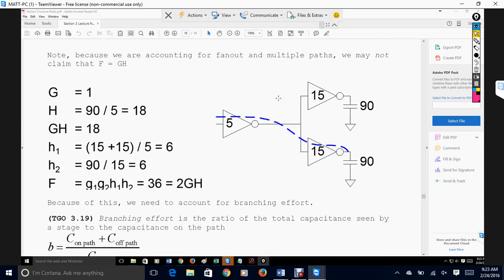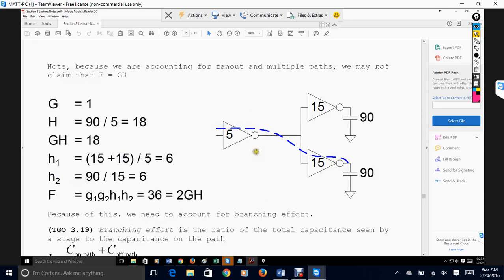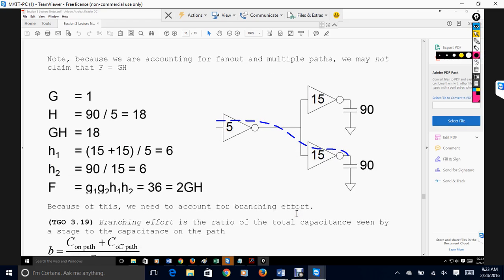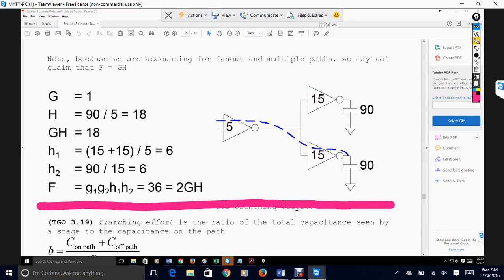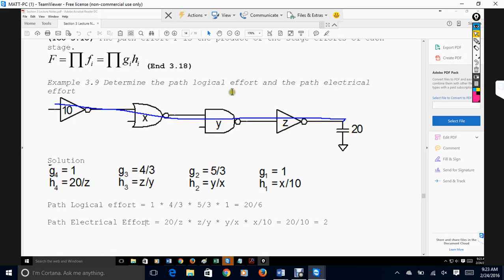Give me a split second to look that over. So this is 20 over 6 and 2 in this case. So that's the path logical effort and the path electrical effort. Then continuing on in 3.9, I'm sorry, no, 3.9 ends there, because the question said give me the path logical effort and path electrical effort. So 3.9 did end here, sorry.